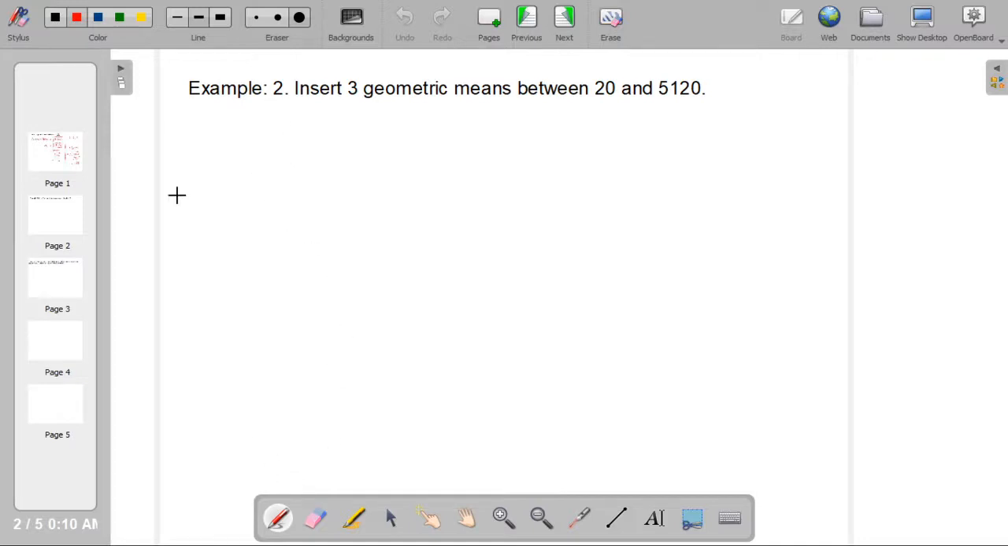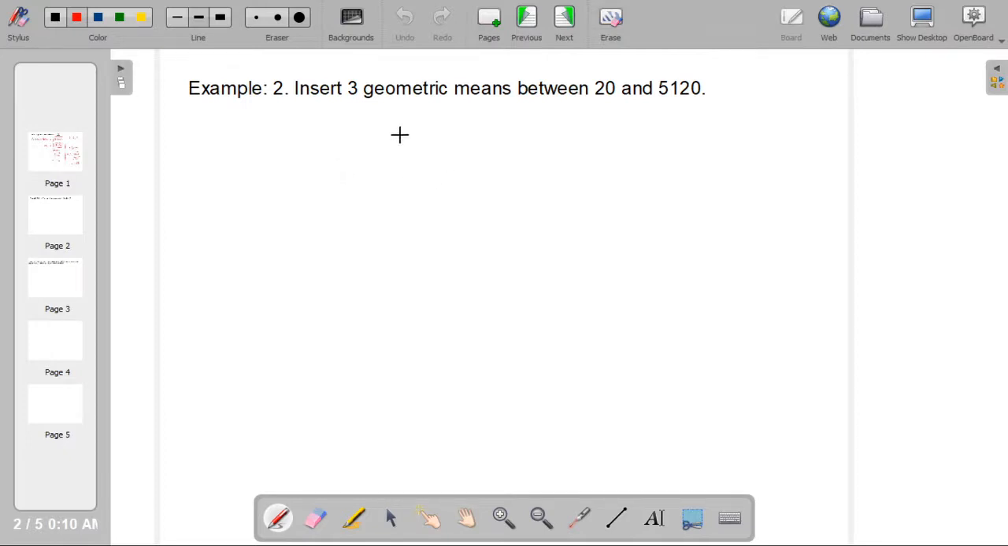So let's answer this problem. But how are we going to find the common ratio of this one? So can we use that way nga we're gonna choose two consecutive terms, and then after that we're gonna divide them? No, we can't do that. Why? Because 20 and 5,120 are non-consecutive terms.